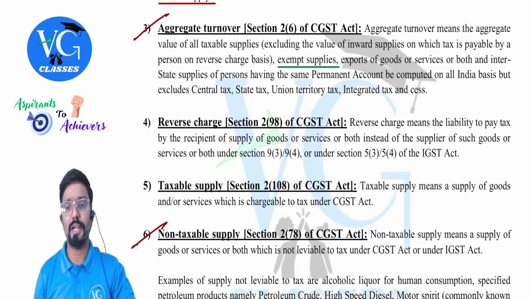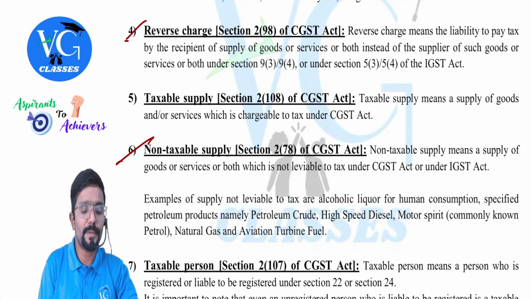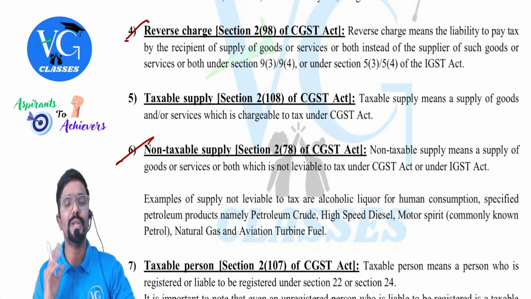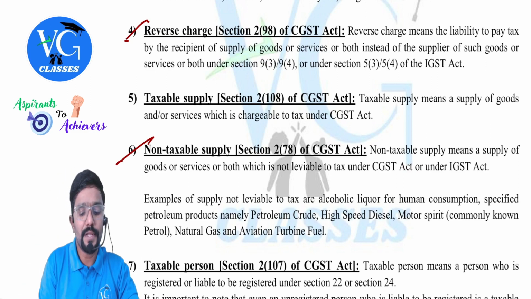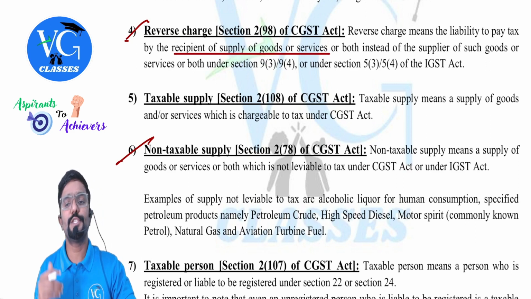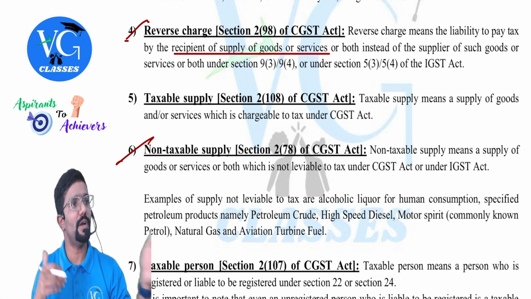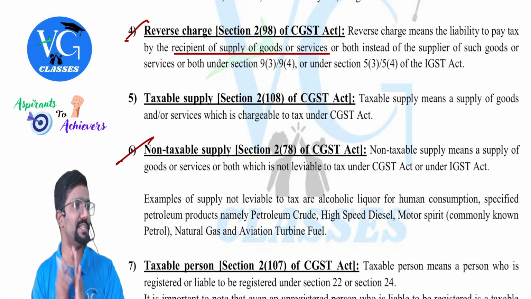Next, reverse charge. Under reverse charge, who is supposed to pay tax, people? Recipient. We already discussed all this. We are just seeing the definition given in the law. 298. Reverse charge means the liability to pay tax by the recipient of supply of goods or services or both, instead of the supplier of such goods or services or both, under section 9(3) or 9(4) of the CGST Act or 5(3) or 5(4) of the IGST Act.